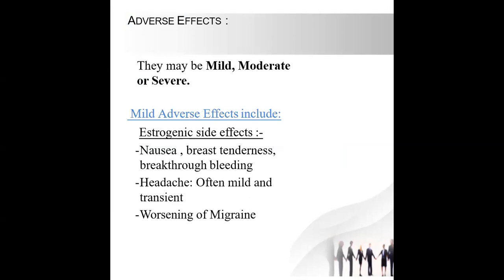Now, what are the adverse effects of these combined oral contraceptive pills? They are mild, moderate and severe adverse drug reactions. When you talk about the mild adverse drug reactions, they are mainly due to estrogenic as well as progestogenic effects. So estrogenic side effects are nausea, breast tenderness, breakthrough bleeding, and headache, which is often mild and transient, and it may also worsen the onset of migraine. These are the estrogenic mild side effects.